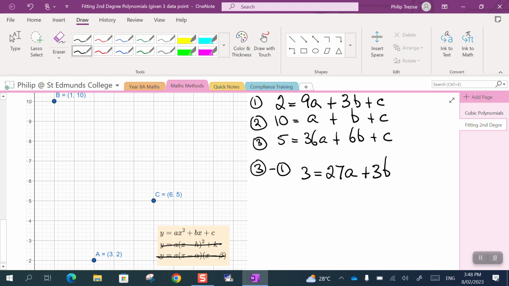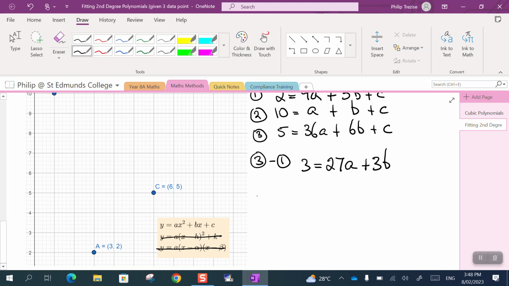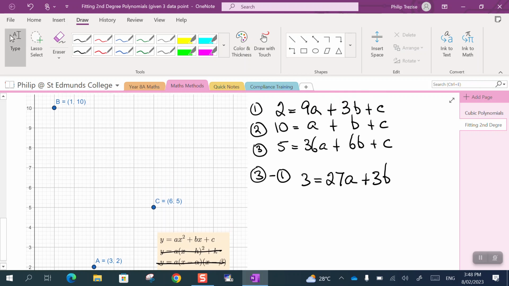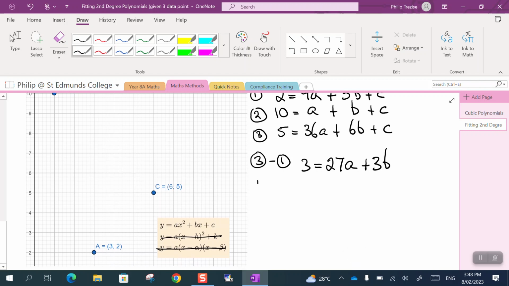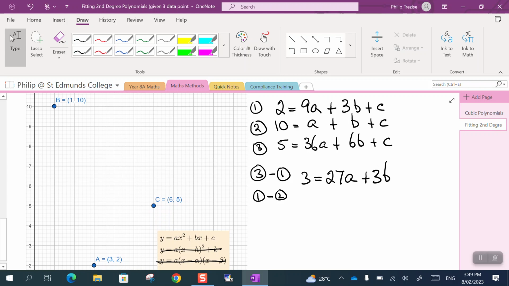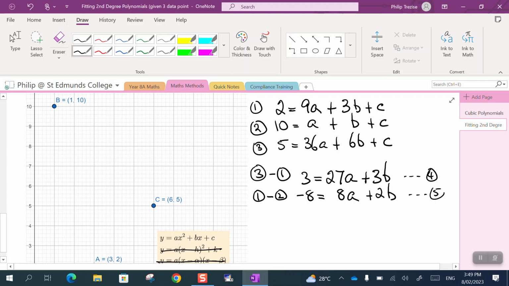Now I think I might do equation 2. Oh, that's a bad choice. I might do equation 1 take away equation 2. That's probably going to be nicer numbers. Equation 1 take away equation 2. So I'll have 2 subtract 10 is negative 8. Then I've got 9a subtract a is 8a. Then 3b subtract b, that's 2b. So we can see we have 2 new equations now. I'll call this one equation 4, and I'll call this one equation 5.